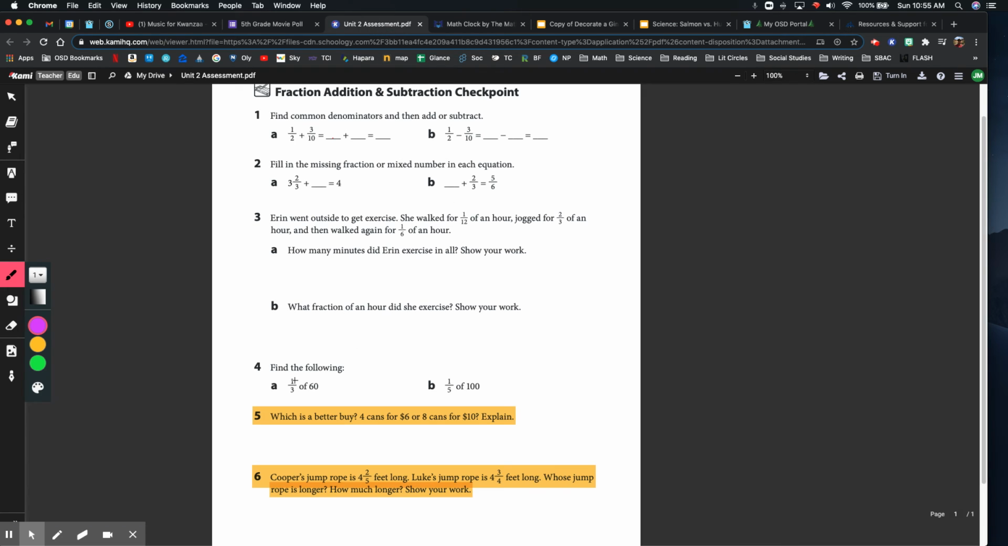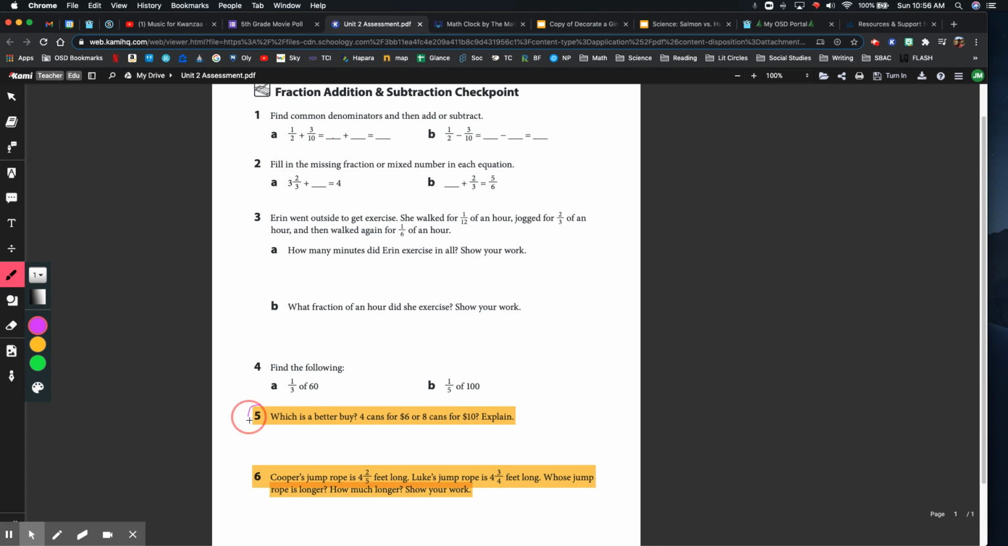And then number four, find the following: 1/3 of 60. So remember, when it says of, it means multiply. But if you're thinking 1/3 of 60, so how many groups of 3 can fit into 60, right? We always talked about that, 60 divided by 3. And then 1/5 of 100 is how many groups of 5 can fit into 100. And then what would one of those be worth? 100 divided by 5. Okay.